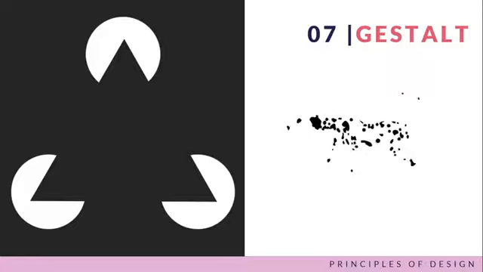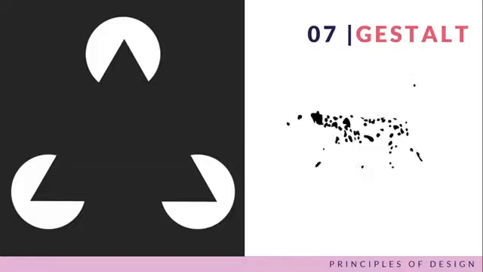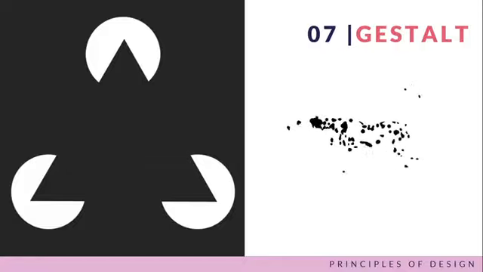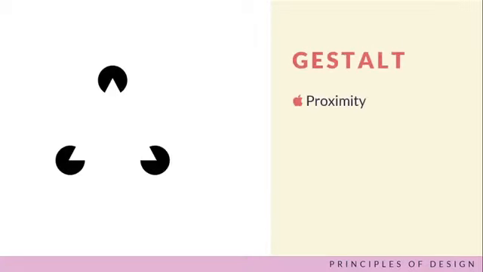But if you look closely, it's nothing more than a series of moving dots. These are simple examples, but they demonstrate the types of shortcuts our brains make all the time to quickly make sense of the world. The Gestalt principle consists of four laws. We have proximity, similarity, continuity, and closure.